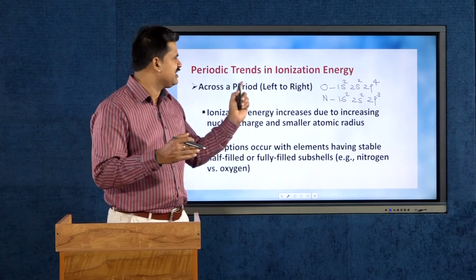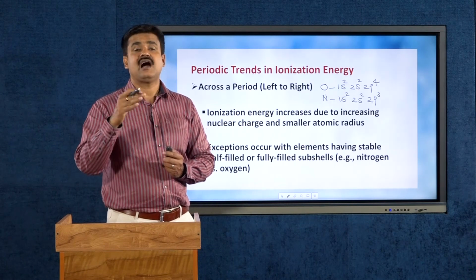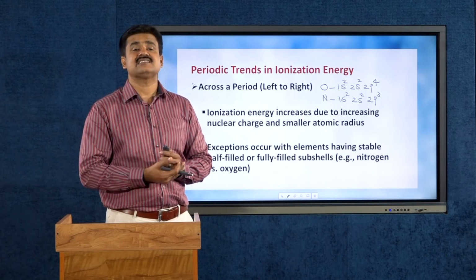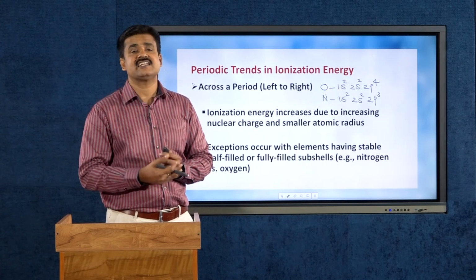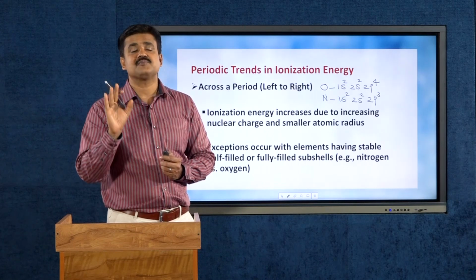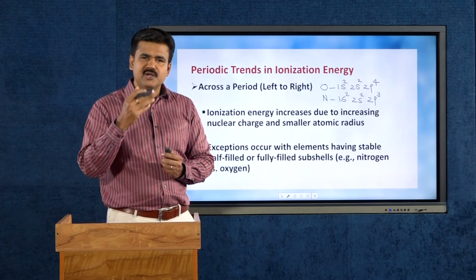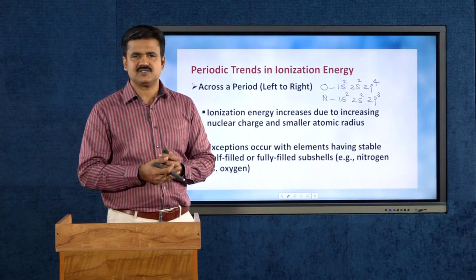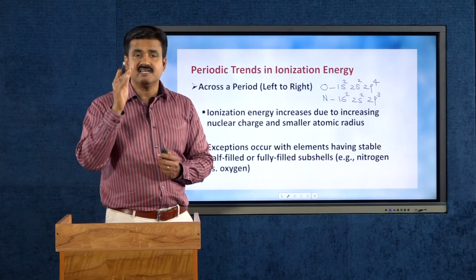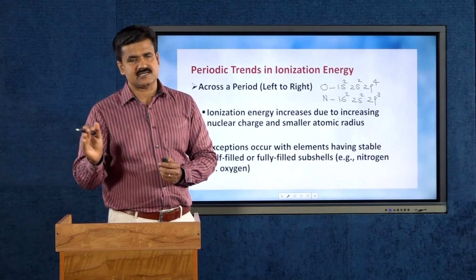But based on the normal periodic trend, we are expecting that oxygen is having higher ionization enthalpy than nitrogen. But in actual practice, nitrogen is associated with high ionization energy compared with oxygen. This is due to stable electronic arrangement of nitrogen compared to oxygen. So, if we are ignoring such stable electronic arrangement, the normal trend is as we move from left to right, there is an increase in ionization energy. This is due to increase in nuclear charge.